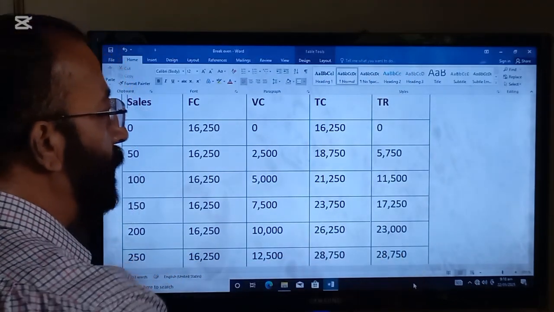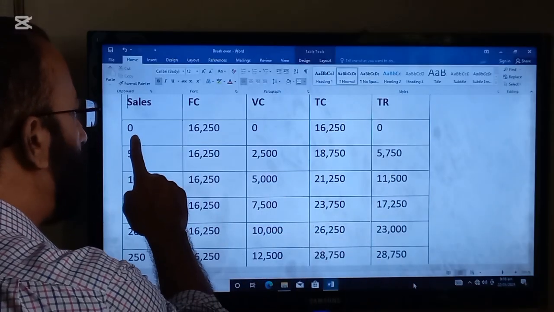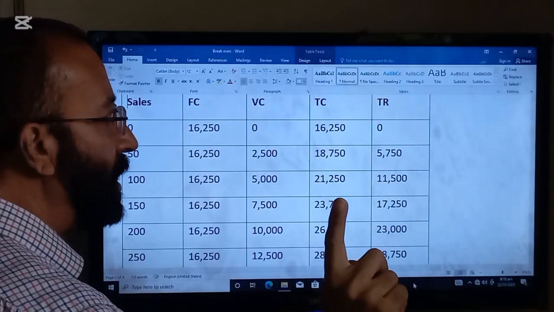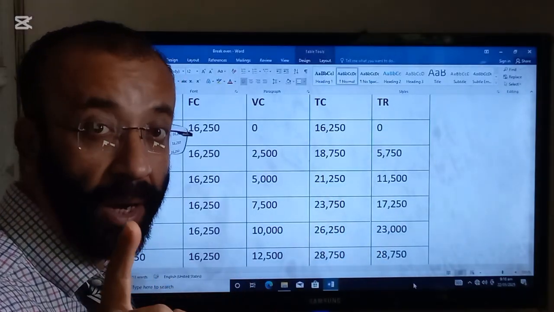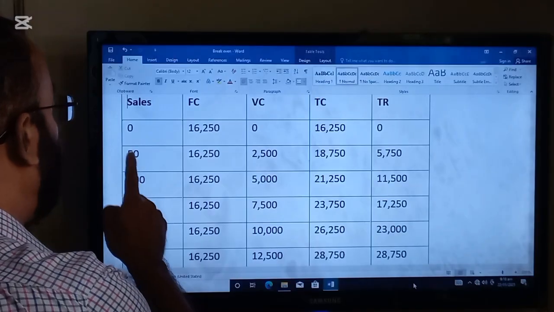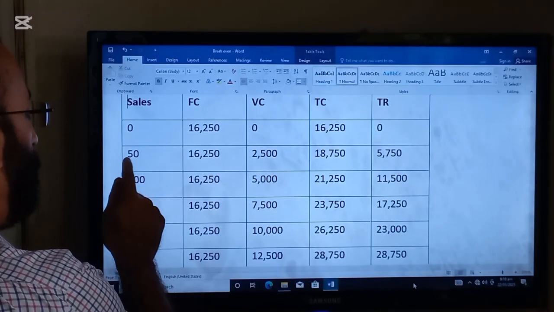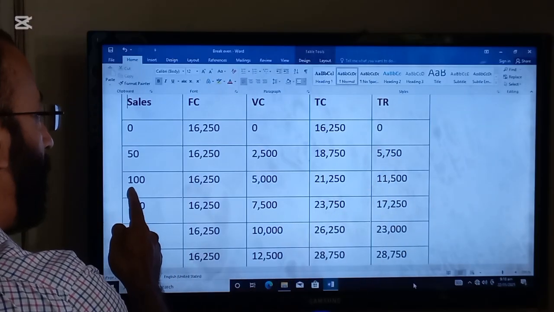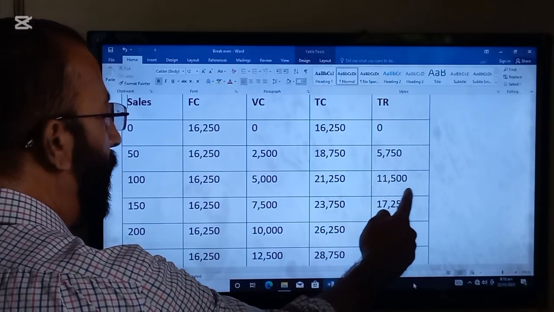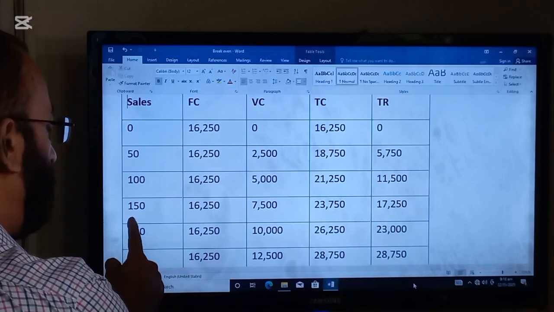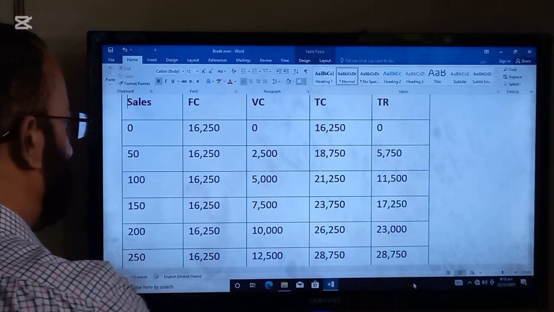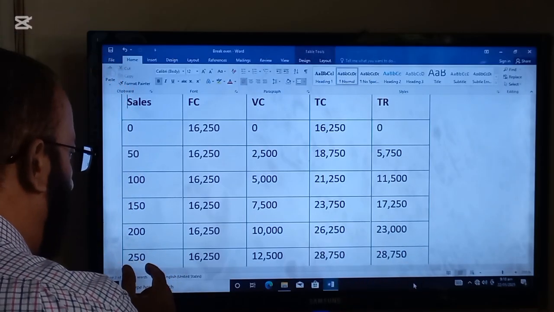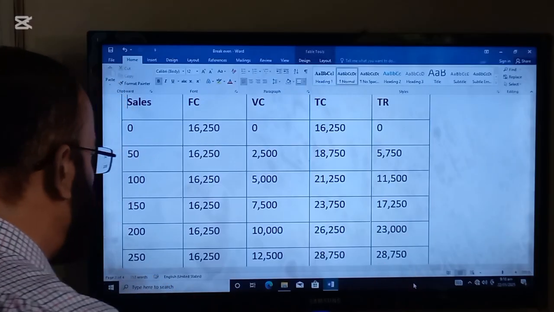The next column is total revenue. When no table is sold, total revenue will be equal to 0. The sale price is 115 pounds, so keep this in mind. When 50 tables are sold, 115 multiplied by 50 is equal to this one. 115 multiplied by 100 is equal to 11,500. 115 into 150 is equal to this. 115 multiplied by 200 is equal to this. 115 multiplied by 250 is equal to this.